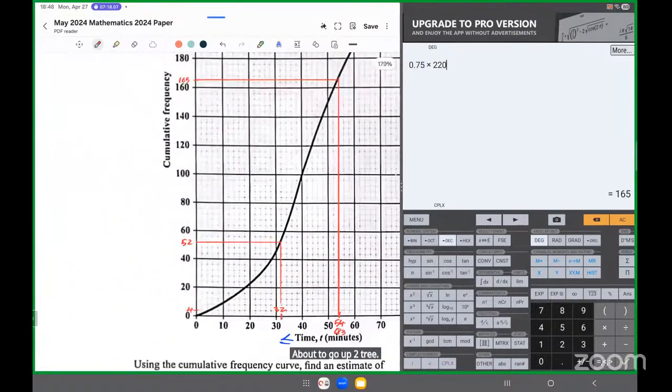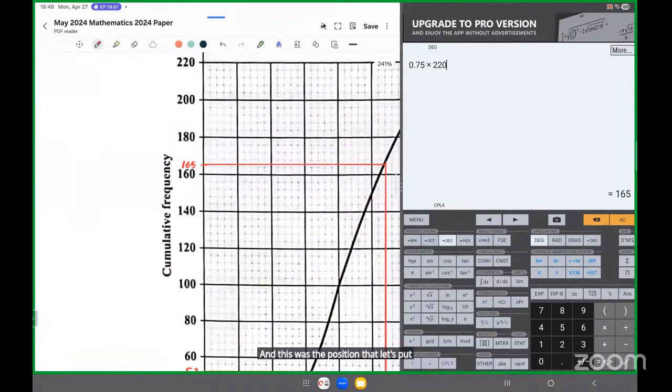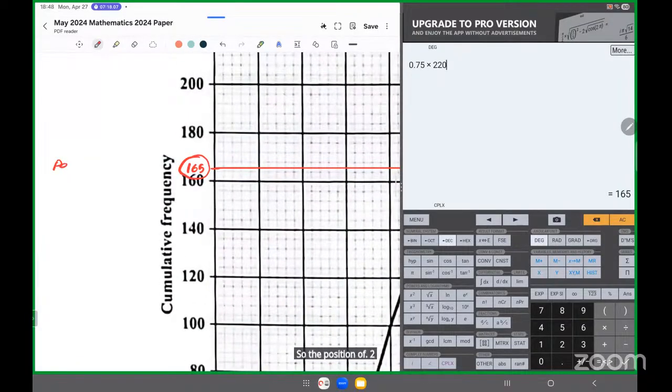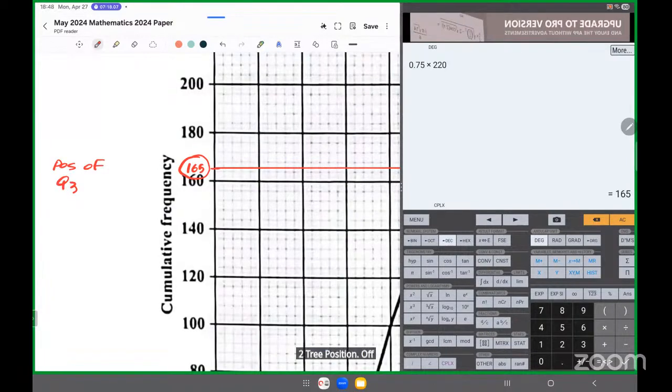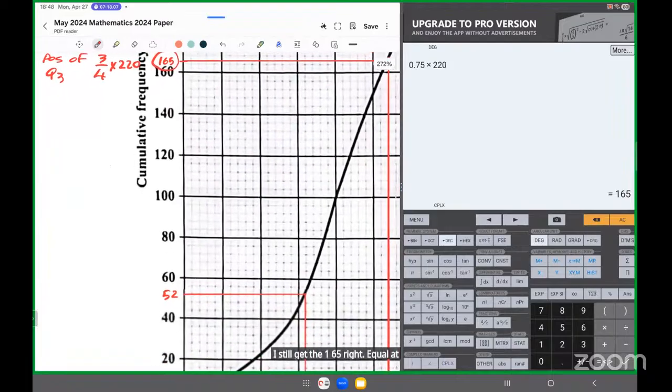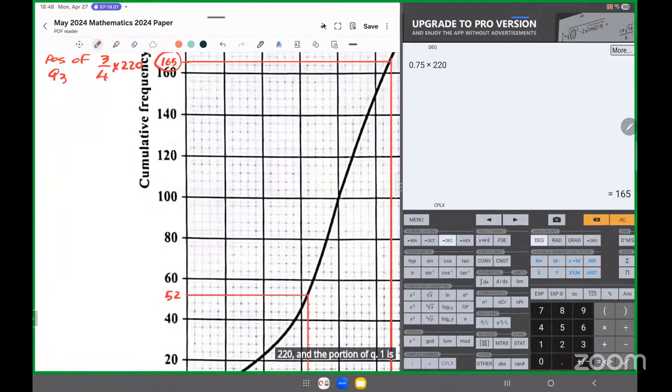And this was the position. Let's put it up here. So this was the position of Q3. It was 3/4 times 220. That's how we get the 165, right? 3/4 of 220. And the position of Q1 was 1/4, which is 0.25.